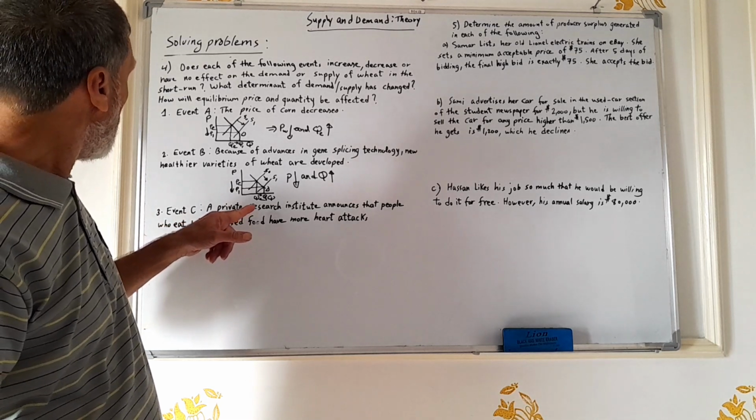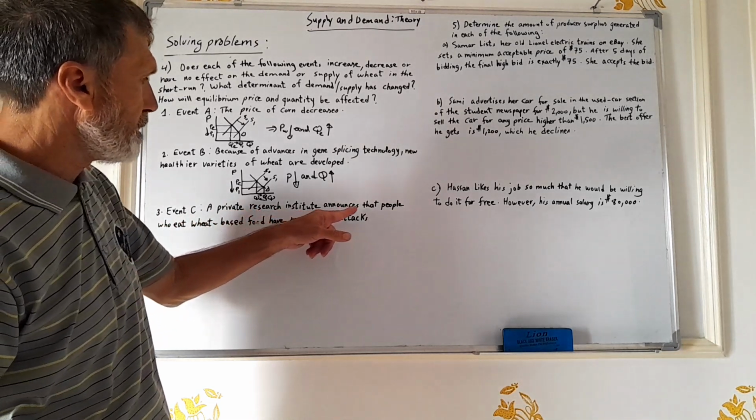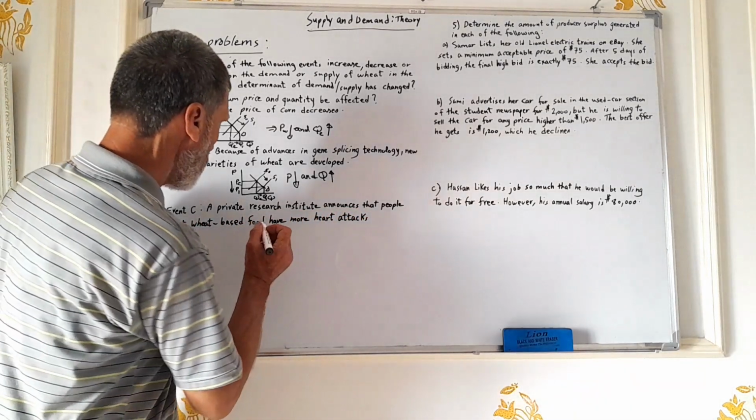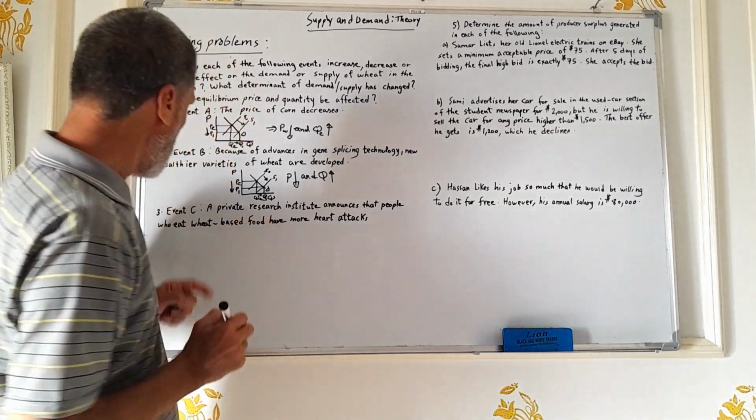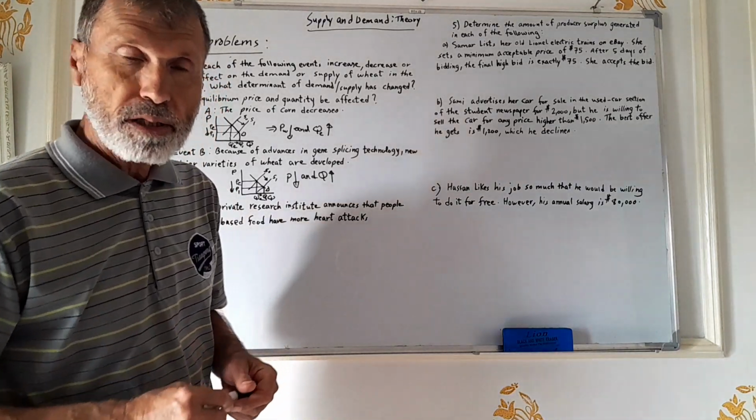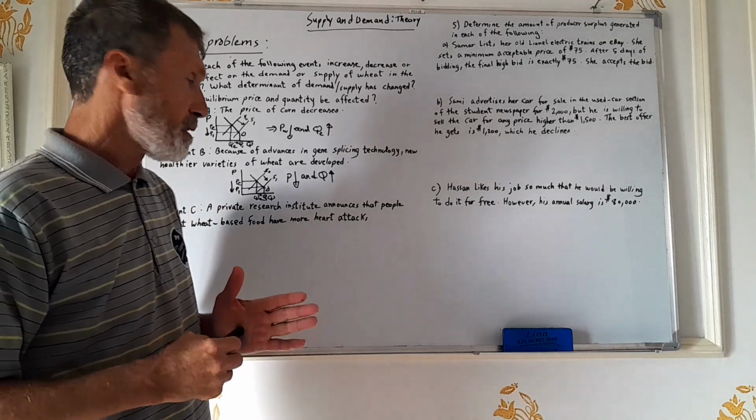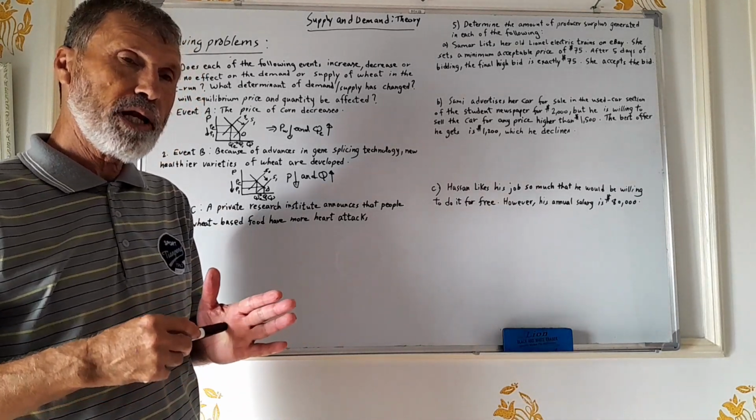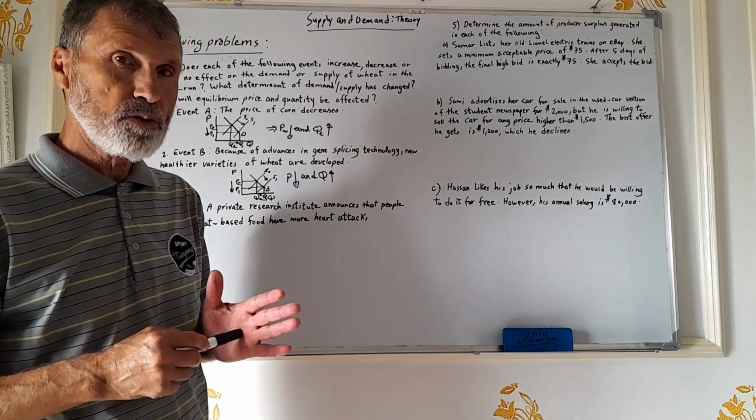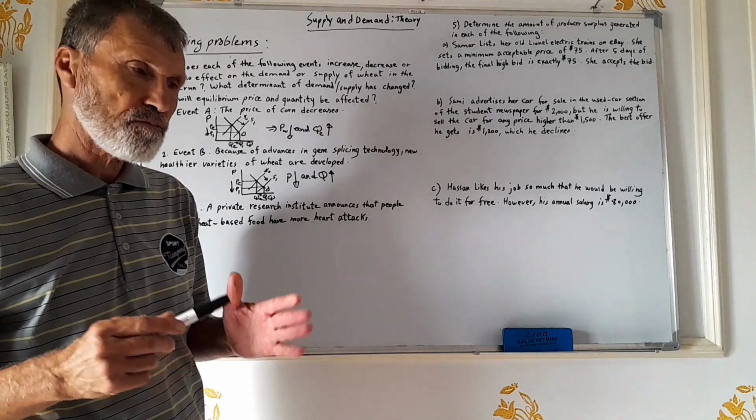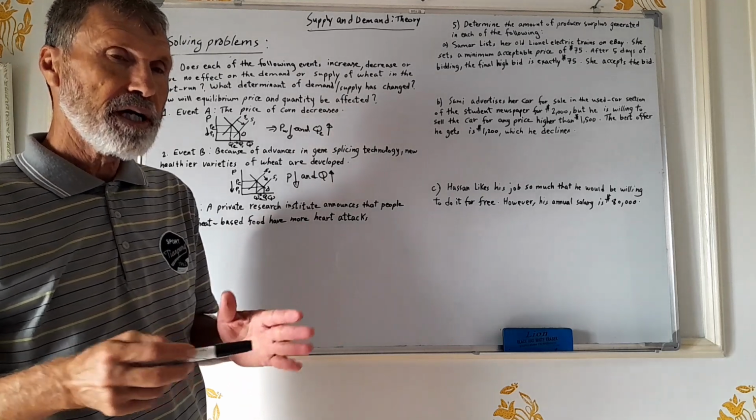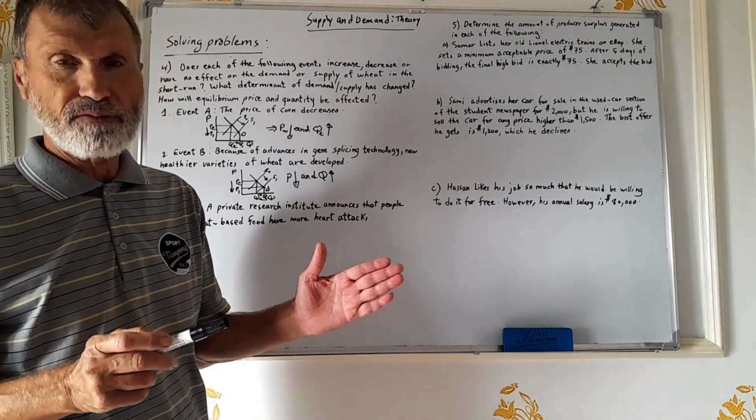A private research institute announces that people who eat wheat-based food have more heart attacks. So now, as a consumer, when you hear that report that wheat-based food will cause you to get a heart attack, then eventually you will stop demanding or buying wheat. Therefore, the demand of wheat will shift to the left.